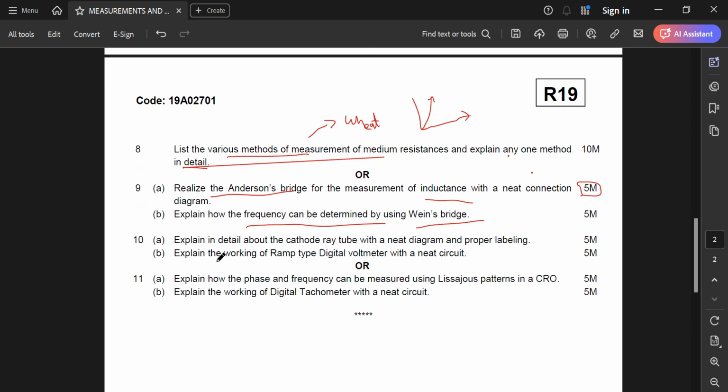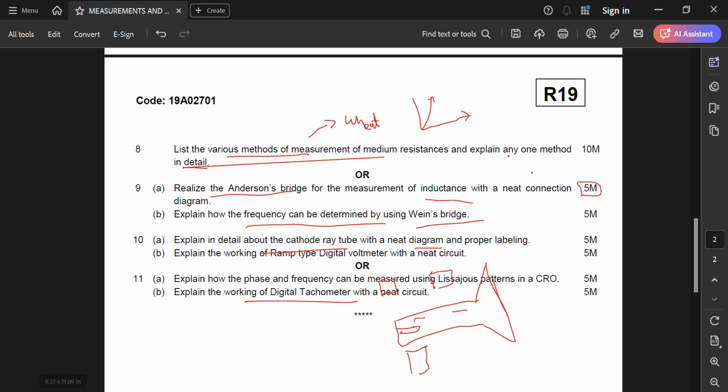Coming to unit 5, explain in detail about cathode ray tube, CRT, with neat diagram and proper labeling. CRT means cathode ray tube. This we have to explain. You can draw the CRO block diagram also. Block diagram consists of external parts also: horizontal amplifier, vertical amplifier, time delay, trigger circuit, sweep, and these are the parts. CRT is the display. This is the electron gun, horizontal and vertical deflection plates, and pre-accelerating anode, all this.